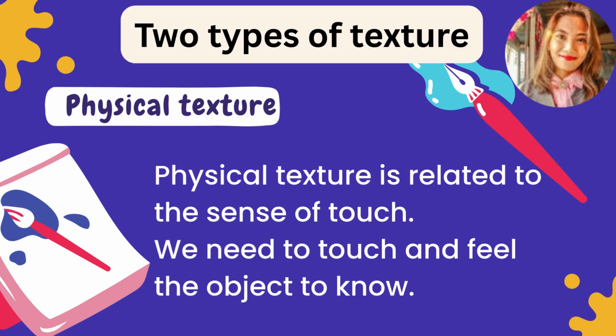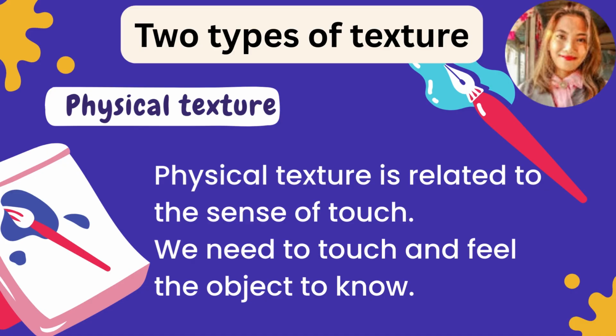Now, let us elaborate on it. Physical texture is something we can feel with our sense of touch. To know an object's texture, we need to touch and feel its surface. Some examples: a piece of silk feels smooth, and a rock may feel rough or bumpy. By using our hands, we can discover whether something is soft, hard, smooth, or rough. So that is physical texture.